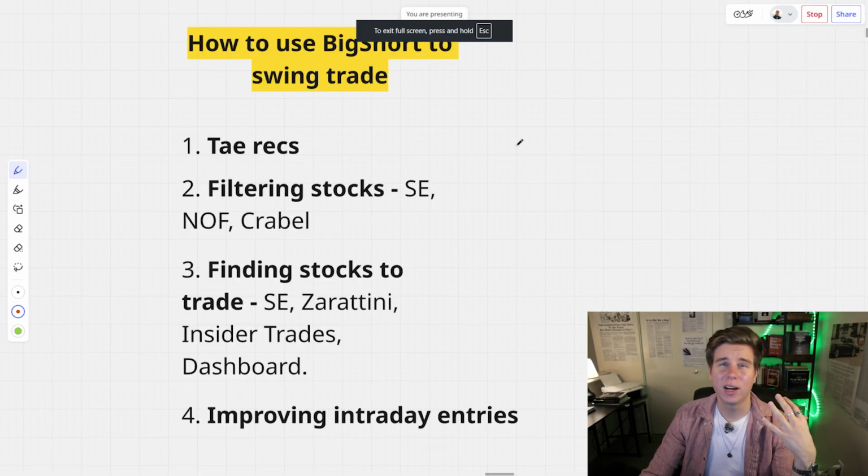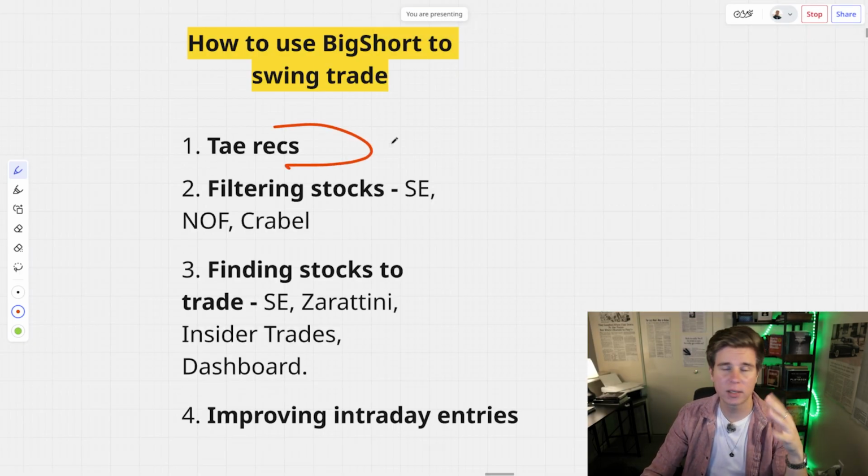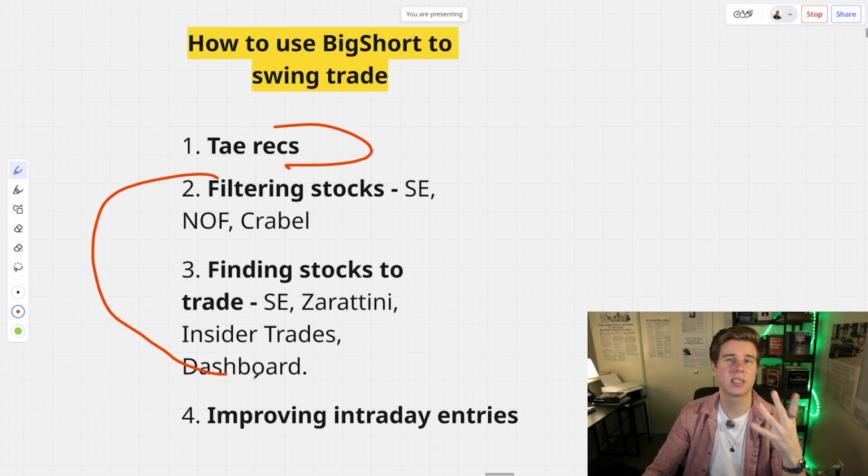So that is one way of swing trading. Literally just use Tae Recs, and that is it. Now, Tae doesn't always have a whole ton of recs. It just depends on what's available in the market and his stance. So then you can move on to these other options, which is basically filtering stocks and finding stocks to trade.